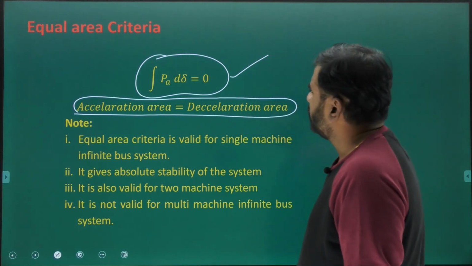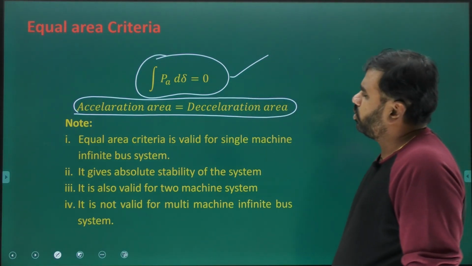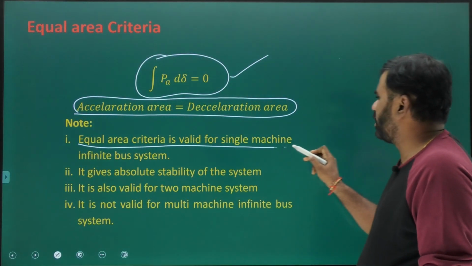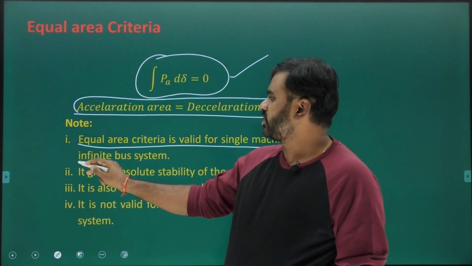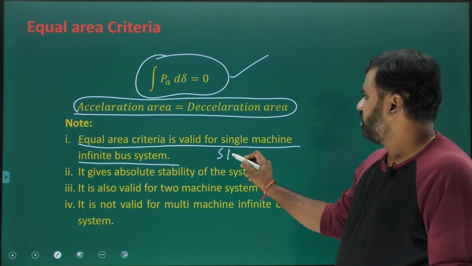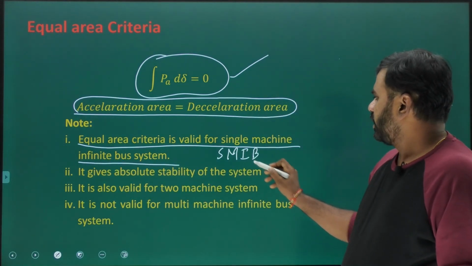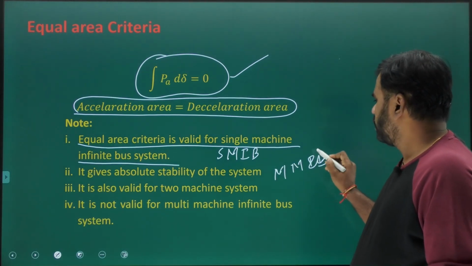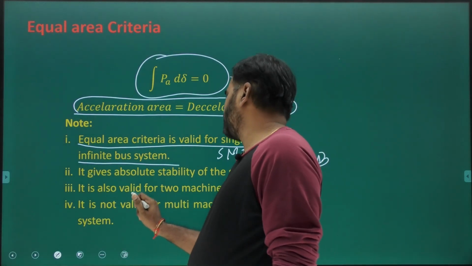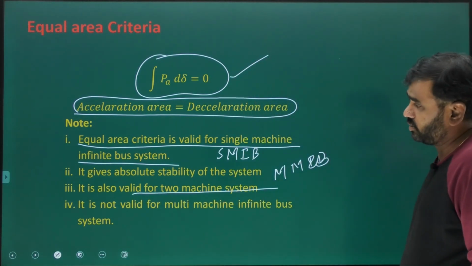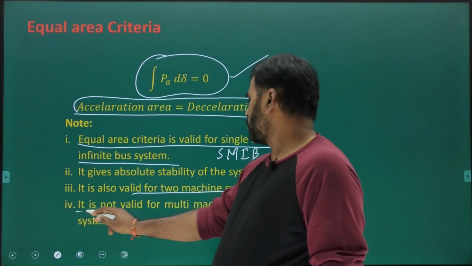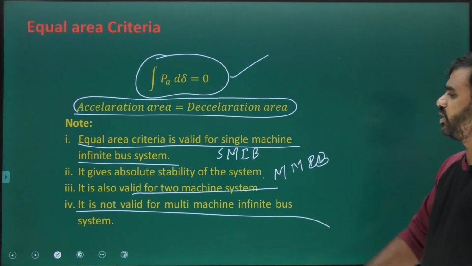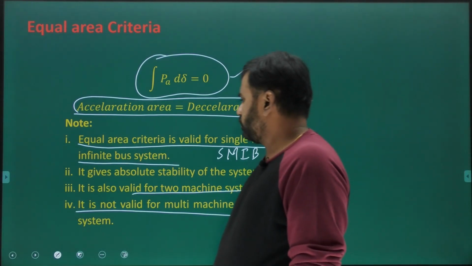Okay, clear? Understand? The first important thing is that equal area criteria is valid for a single machine infinite bus system, in short SMIB, and not valid for a multi machine infinite bus system, but it is also valid for a two machine system. In that case there is no infinite bus. Careful, it is not valid for a multi machine infinite bus system, but it gives the absolute stability of the system. Okay, clear?